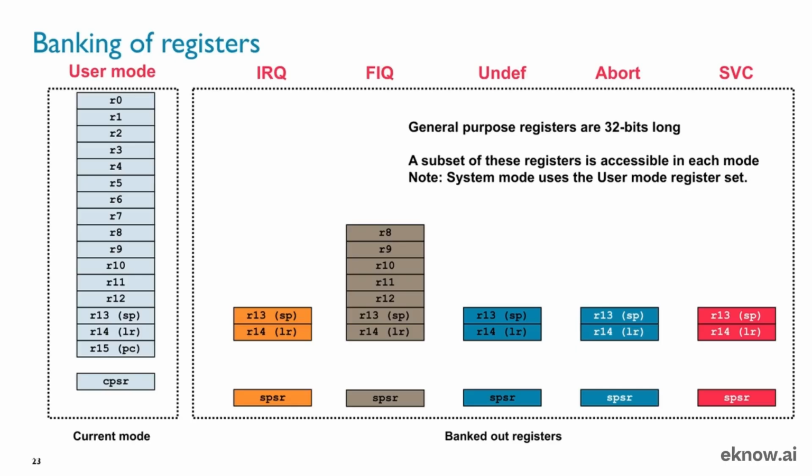It's important to notice that registers R0 to R7 are never banked. They are always shared across all modes. This means an exception handler must be careful to save and restore these registers if it needs to use them. Finally, there's that small note. System mode uses the user mode register set. This tells us that system mode, even though it's a privileged mode, operates with the same set of registers as user mode.